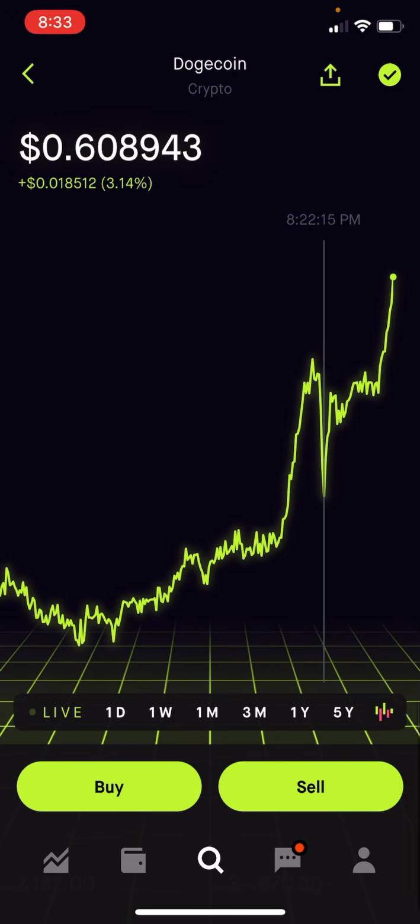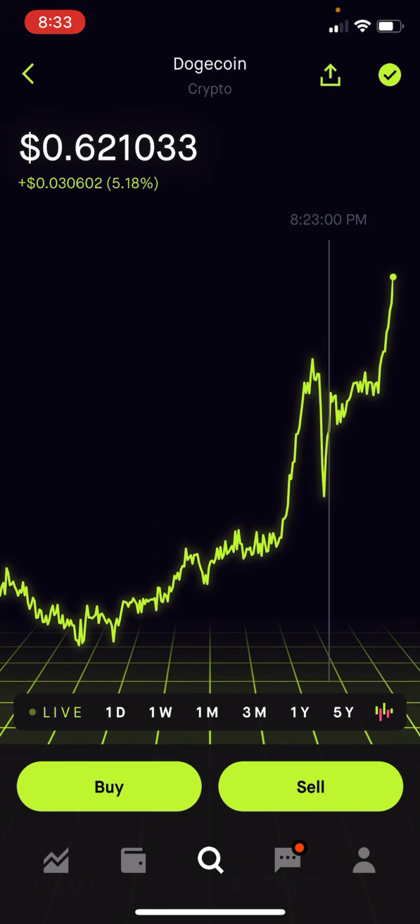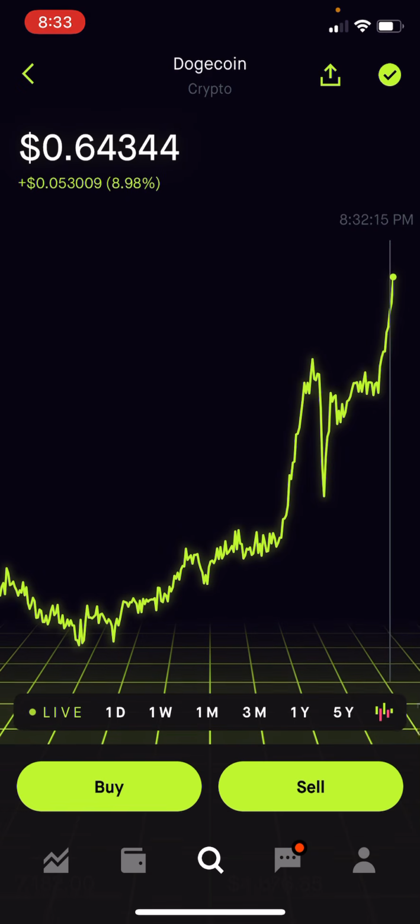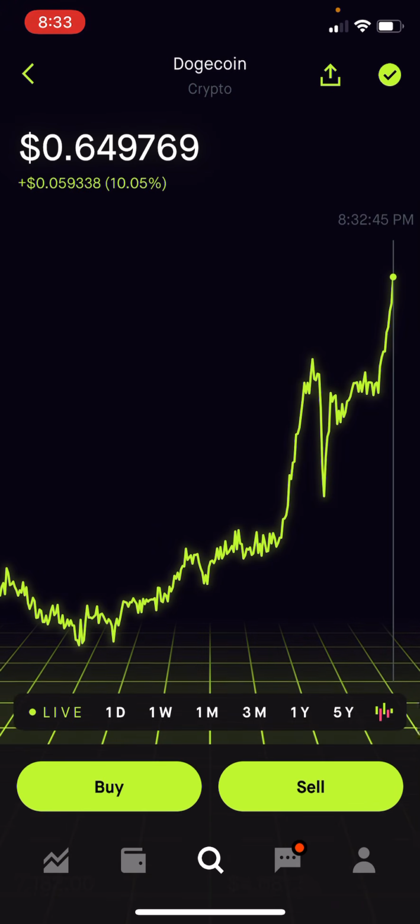So right here, you can see Doge hit 0.608, and then it went up to 0.62, right? 0.62 would be the primary spot where I would buy. And then where you would want to sell is at high points like this right here, when you see Doge is now at 0.649, about to hit 0.65, right? Because that's likely when a lot of people are going to start selling.